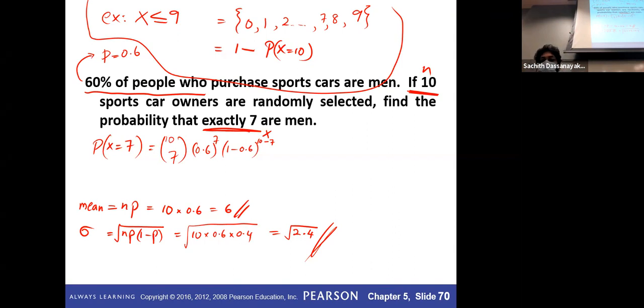Okay, so that's it for today. This is the end of chapter 5. Next day I'll start chapter 6.